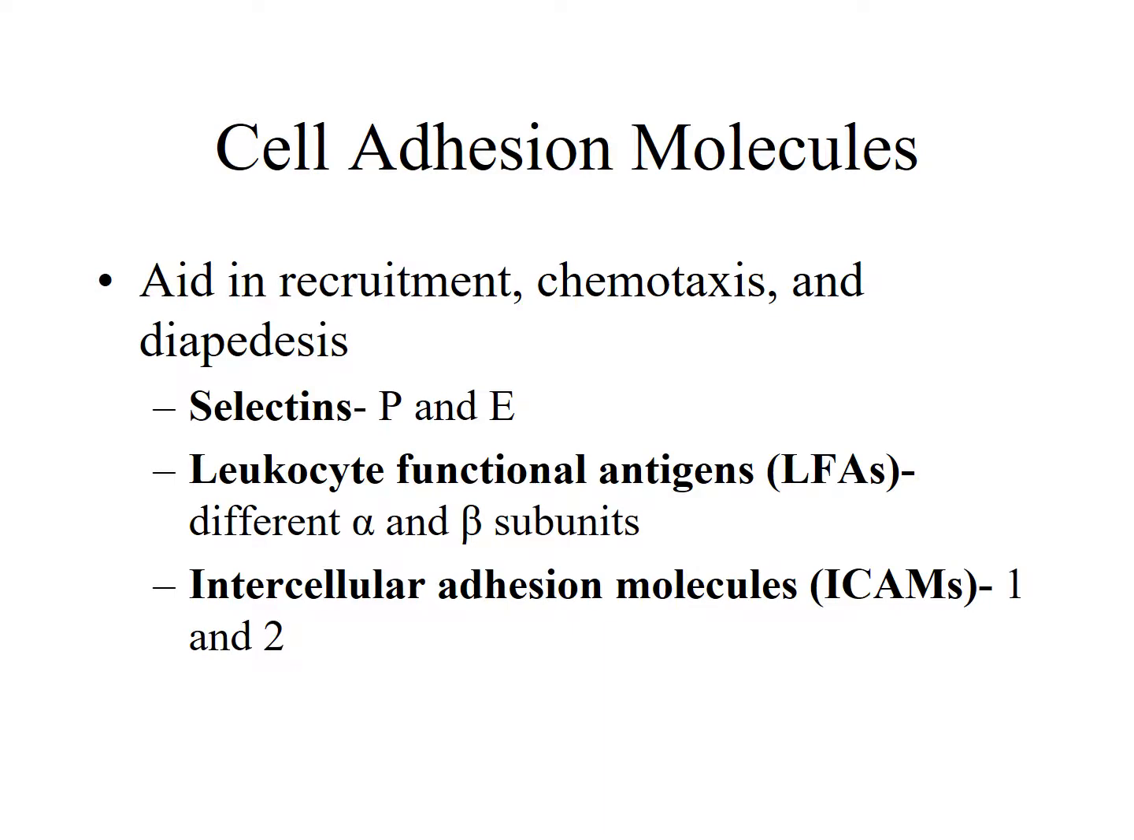Tell them stop here, slow down, come here. The different types of these recruitment molecules that tell the white blood cells to slow down and to exit here, we see they're known as selectins, P and E selectins, leukocyte functional antigens, LFAs, LFA alpha, LFA beta, and then the intercellular adhesion molecules, ICAM, ICAM1, ICAM2. Each has a different role. Each will be expressed by cells at different ratios.